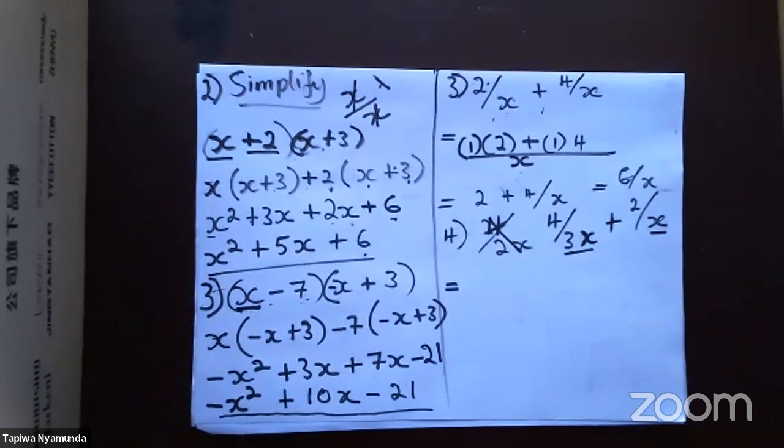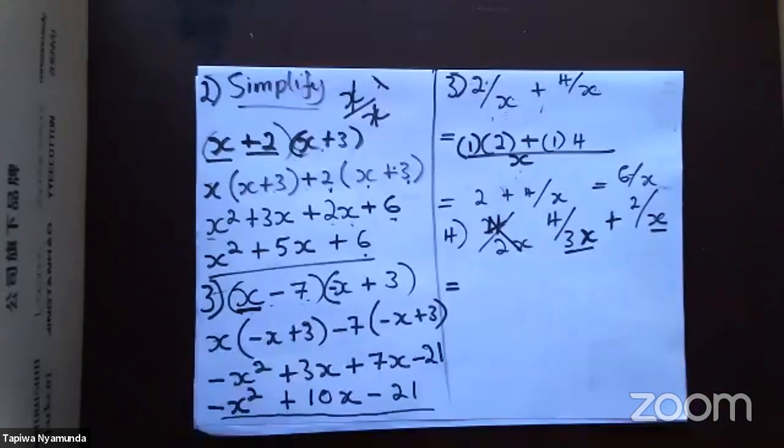4x. Oh, I don't think so, guys. Okay, this is how you find it. Yes, I'm clear with the idea. 3x, guys. 3x is the common denominator.